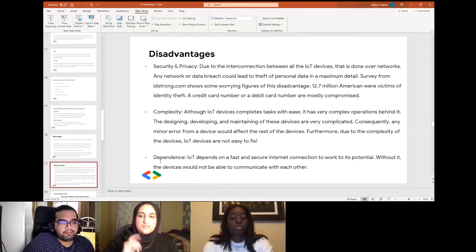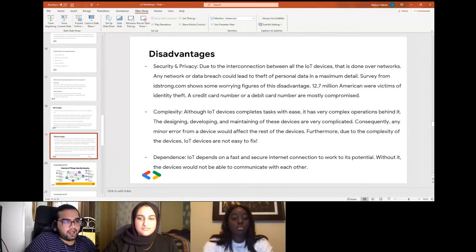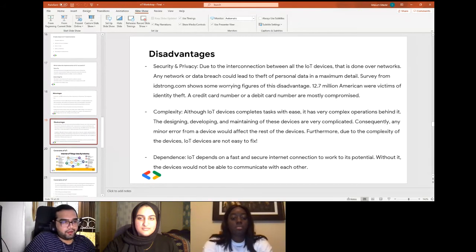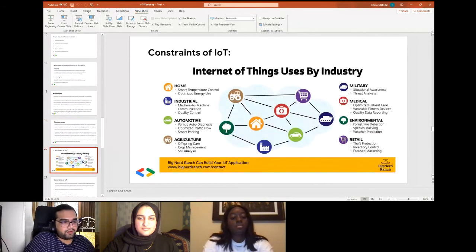And finally, dependence. For IoT to work to its full potential, it needs to have a secure and fast internet connection. Otherwise, the devices would not be able to communicate with each other. And now, finally, Seema would be talking about the constraints of IoT.